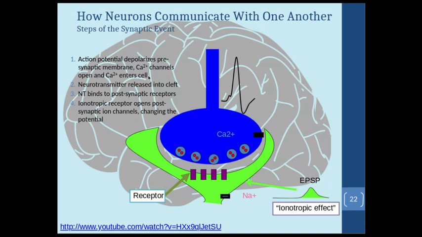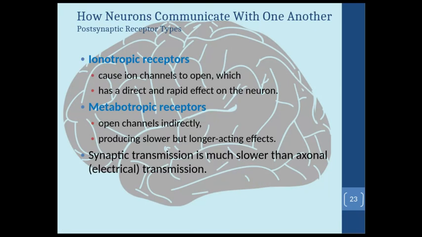So, action potential depolarizes the membrane, calcium channels open, calcium comes in, neurotransmitter is released into the cleft or the synapse. It binds to the receptors, and that causes these ionotropic receptors, which means that they just control ion channels, to either change the potential in a positive way by depolarizing, and you get an EPSP, or by causing the cell to be less likely to fire, and hyperpolarizing, which is called an IPSP because it's inhibitory. So the ionotropic receptors are the main type, but they're not the only type.